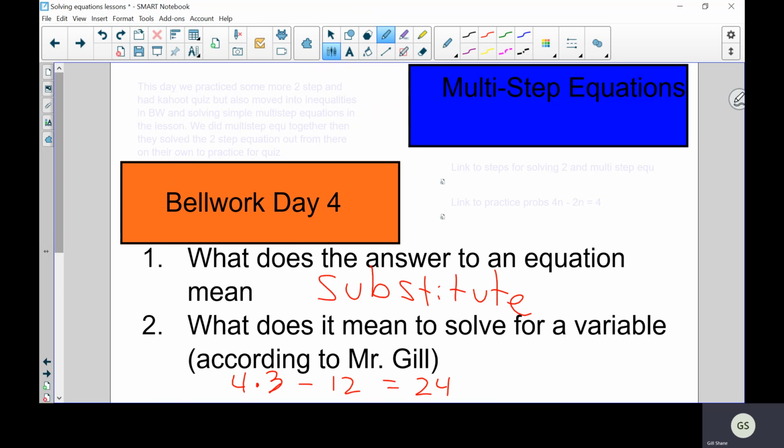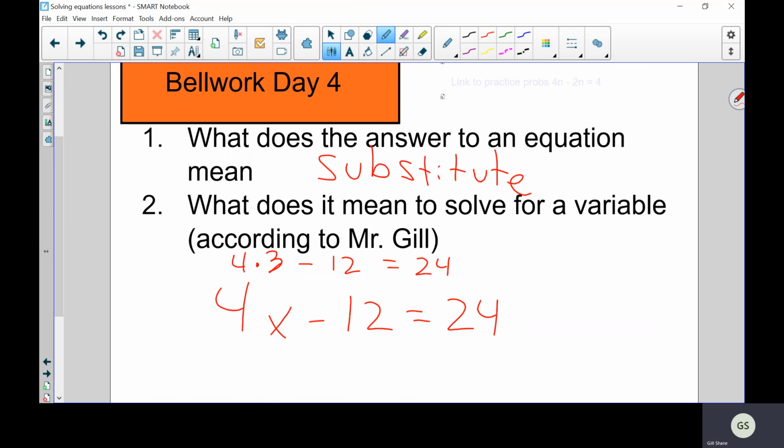The answer to an equation means that if we substitute that number back in for the variable, so in this case, x is the variable, 4x subtract 12 equals 24 was the original equation. If I substitute the answer back in, if it makes the left side equal the right side, that's the answer. I just tried 3 right here. I just plugged 3 in because I thought that was the answer, just looking at it. And 3 didn't work. 4 times 3 was 12. 12 subtract 12 is 0. 0 does not equal 24. So the left side did not equal the right side.